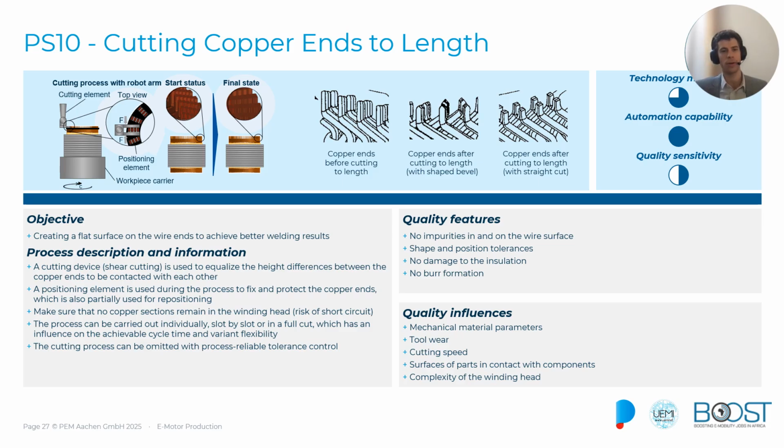We can see the initial state as well as the final state in the drawing on top of the slide. This is a process step. We only have to correct inaccuracies of previous steps. In an ideal world, if we would align perfectly through the process steps before, this cutting process could be saved. Again, because this is a cutting process, we have to keep an eye on the wear of the cutting tool.